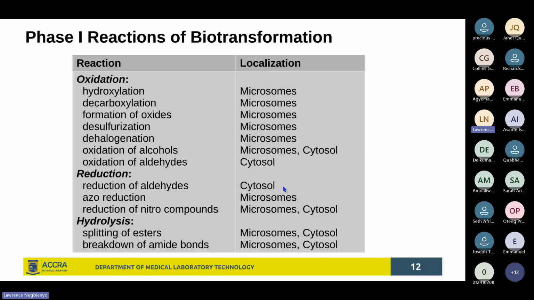So we see examples of these oxidation, reduction, and hydrolytic reactions given here in the first column. Oxidation reactions include hydroxylation, that is a substance to which you have a hydroxyl group getting attached. Decarboxylation will be removal of a carboxyl group. Desulfurization, removal of a sulfur group. Formation of oxides is oxidation. Dehalogenation, removal of halogens. Oxidation of alcohols, which we will see in much detail. Oxidation of aldehydes you also see together with oxidation of alcohols. And all of these are occurring in microsomes, in other words, in the endoplasmic reticulum, and also in the cytosol, that is the cytoplasm. Reduction reactions, reduction of aldehydes.